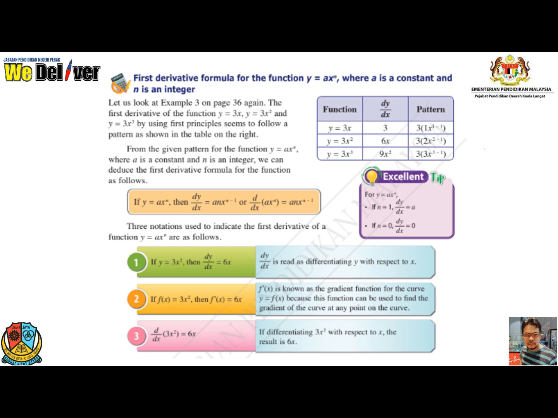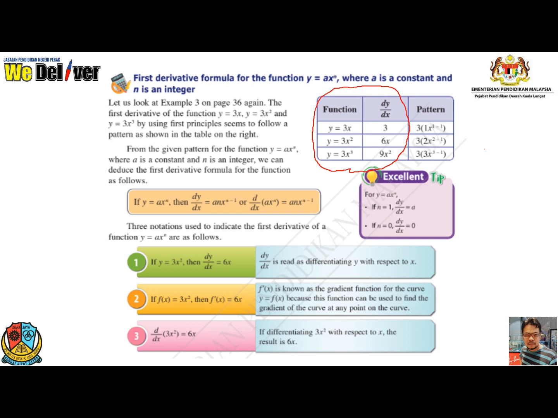Look at the table here. The table shows the function and dy/dx obtained by using first principles. It seems to follow a pattern as shown in the table. From the given pattern for the function y equals ax to the power of n, where a is a constant and n is an integer, we can deduce the first derivative formula for the function as follows.